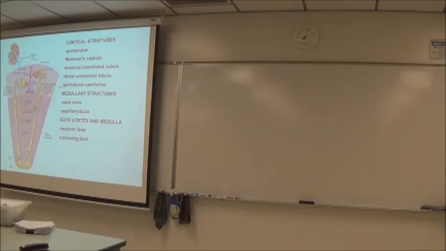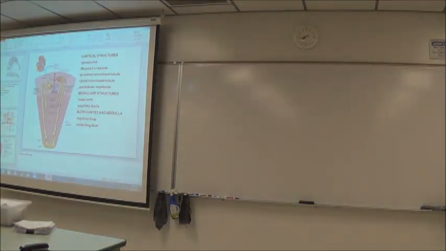Vasa recta are only found in the medulla, and the papillary ducts, which are way down at the bottom, obviously are only going to be found in the medulla. We can find the nephron loop and the collecting duct in either location. So for our cortical nephrons, the nephron loop would be in the cortex. The collecting duct begins in the cortex and continues into the medulla. All right, so those are structures that overlap or are found in both places. All right, so now let's revisit these structures, looking at function.